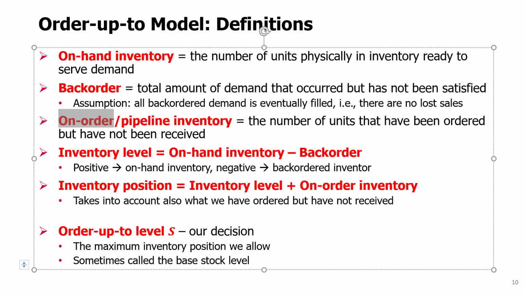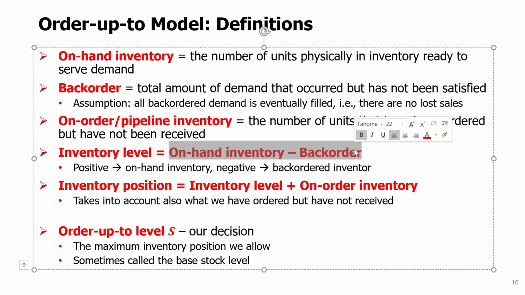Now, the two calculated measures will be defined as follows. Inventory level is the difference between on-hand inventory and back-order inventory. And the interesting thing is that it's very easy to see that both of those measures will never be nonzero at the same time.